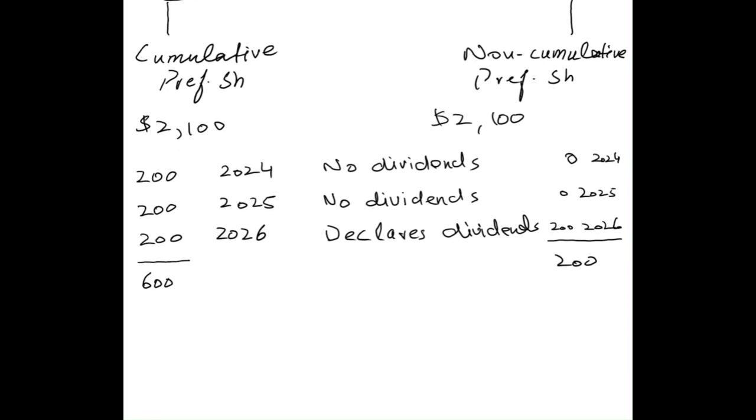So in a nutshell, the difference between cumulative and non-cumulative preferred shares is that whenever a company declares the dividends and they have not paid dividends in the prior years, they have to pay the cumulative preferred shareholders for those prior years as well. But they do not have to do the same thing for the non-cumulative ones. They only get paid for the year in which the dividends are declared.